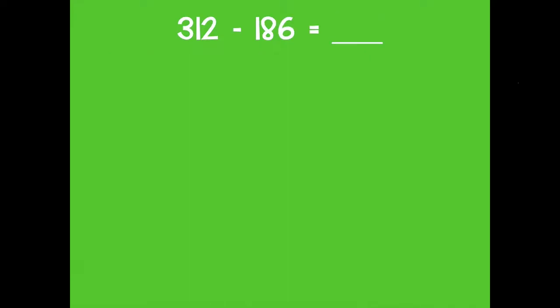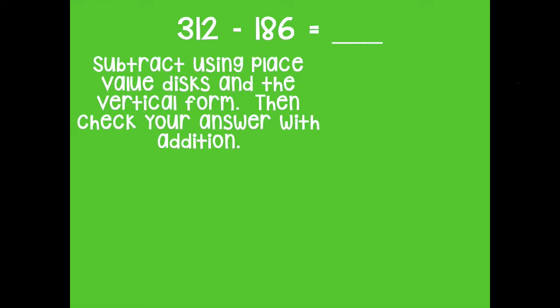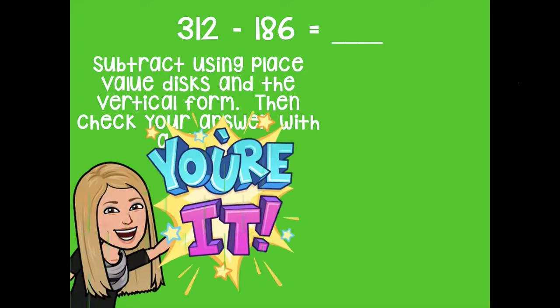All right, friends, this is the same problem that we just did, but now I want you guys to give it a try and do the same steps again. So grab your place value chart. You're going to subtract using your place value discs and the vertical form. Then I want you guys to check your answer with addition. So you're doing 2 parts. Solve this problem with your place value chart and vertical form. Then you're checking it with addition. So go ahead and pause the video, solve this problem, check with addition, and then click play when you're ready to go over it together.